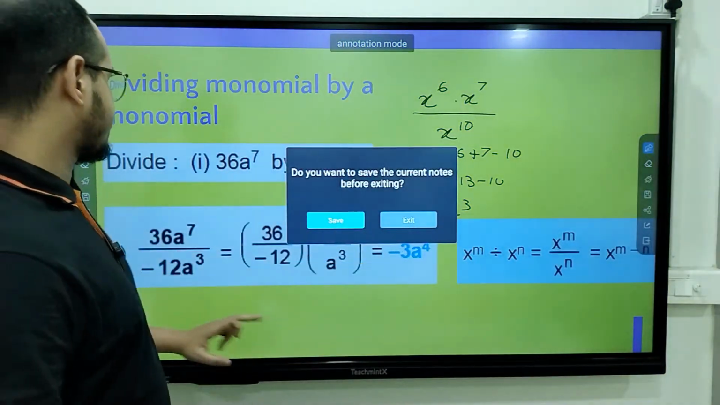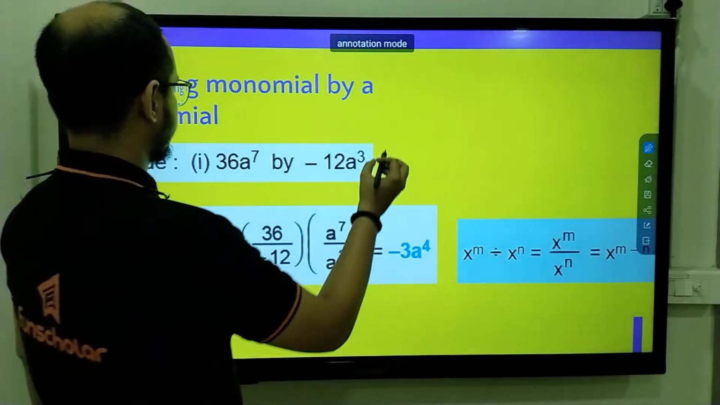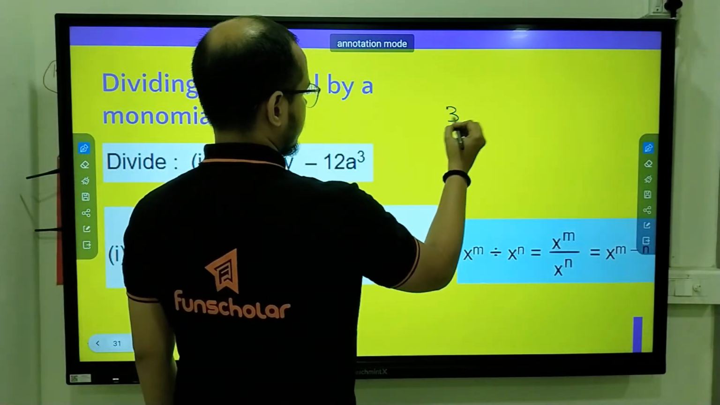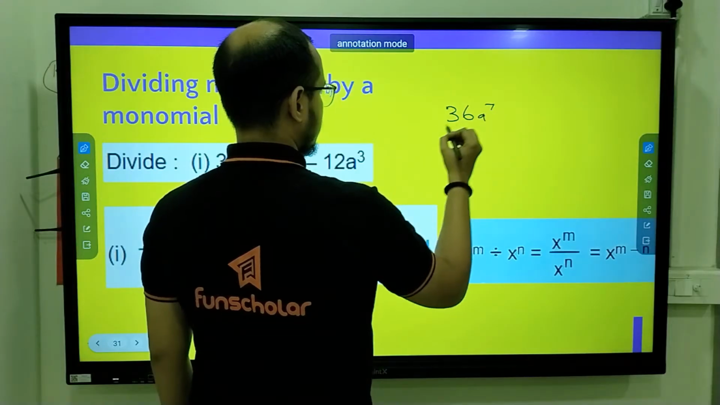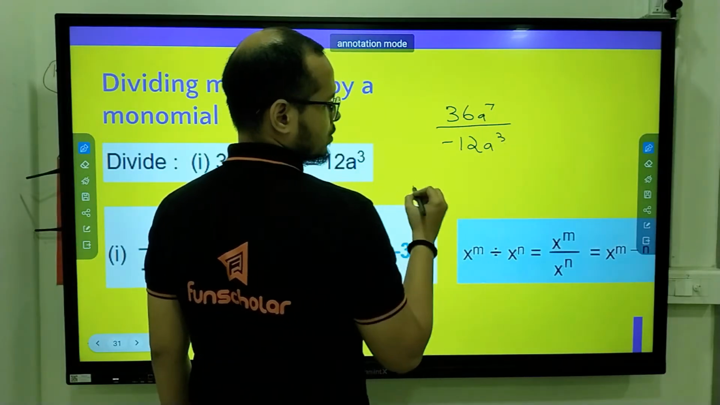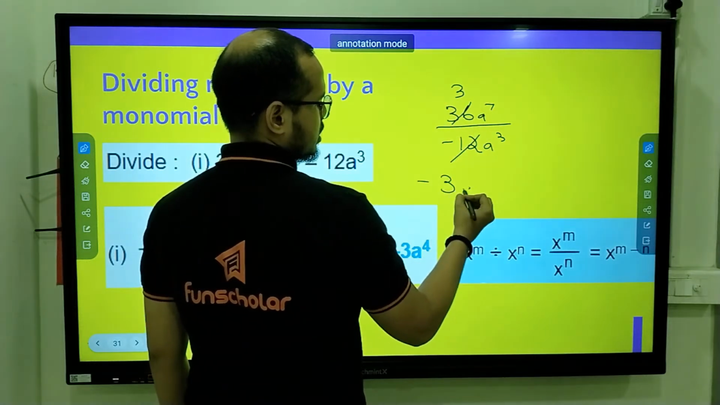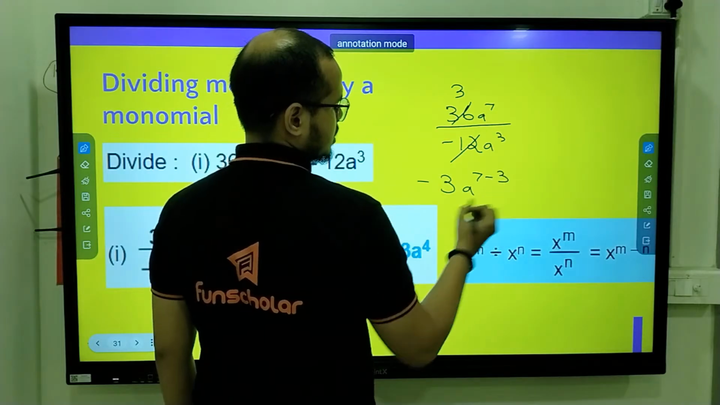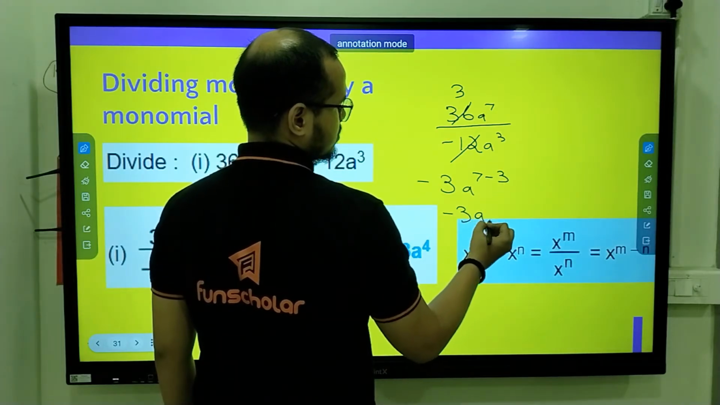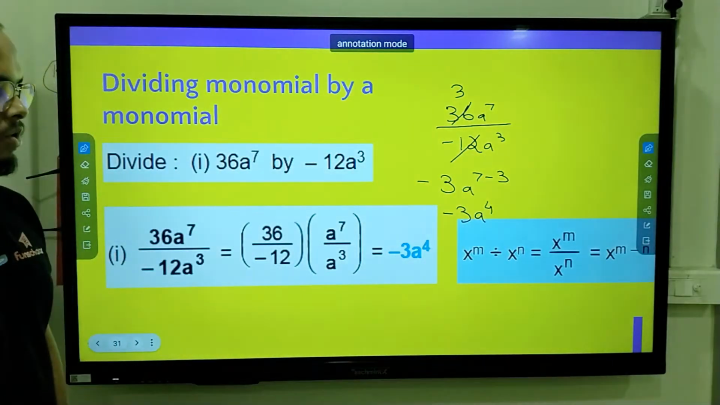Okay, now let's solve this. So 36a to the power 7 divided by −12a³. Okay, 12 3s are 36. So −3 a to the power 7 minus 3. So −3a to the power 4. That is what this is. Okay.